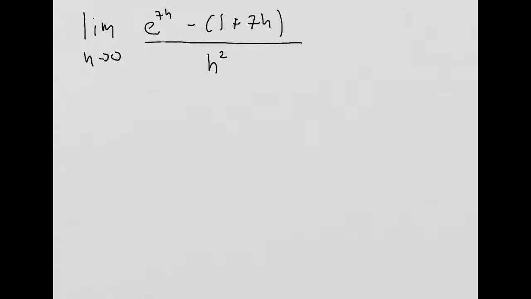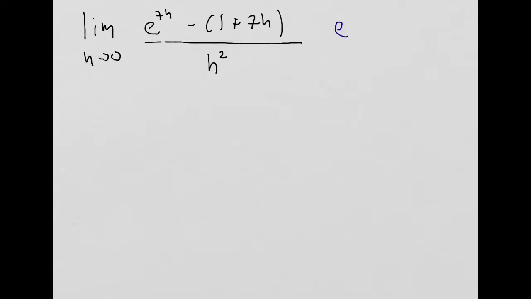Alright, so here we want to find the limit as h approaches 0 of this function. We've got e to the 7h power minus 1 plus 7h, all divided by h squared. So the first thing you're probably going to do is just plug in a 0 for that h.